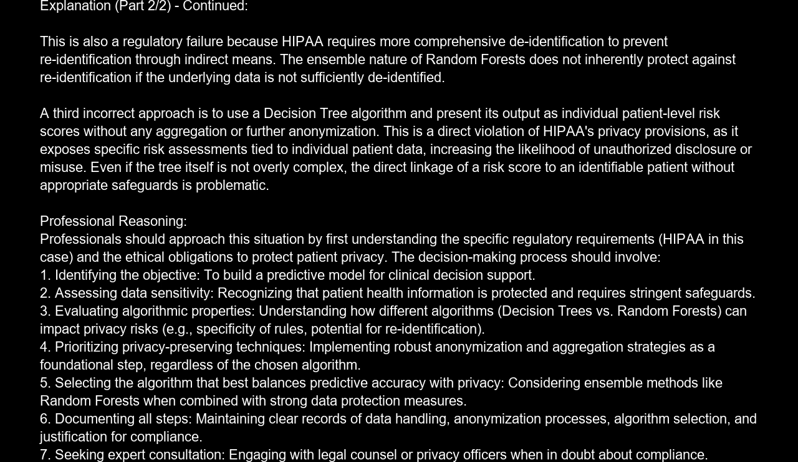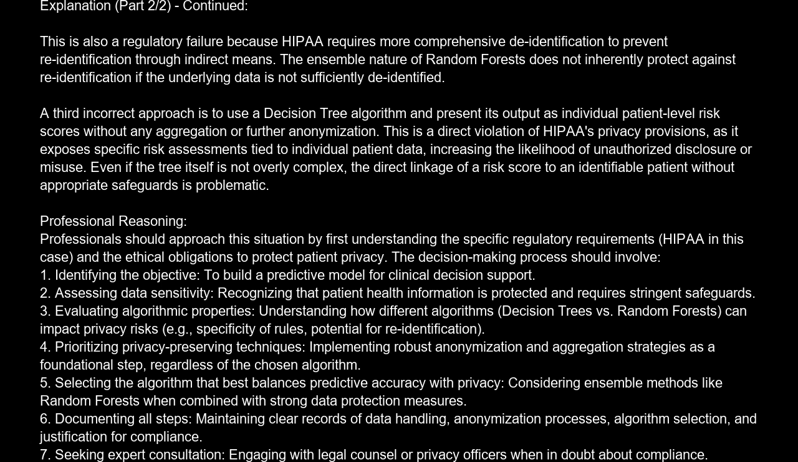A third incorrect approach is to use a decision tree algorithm and present its output as individual patient-level risk scores without any aggregation or further anonymization. This is a direct violation of HIPAA privacy provisions, as it exposes specific risk assessments tied to individual patient data, increasing the likelihood of unauthorized disclosure or misuse. Even if the tree itself is not overly complex, the direct linkage of a risk score to an identifiable patient without appropriate safeguards is problematic.